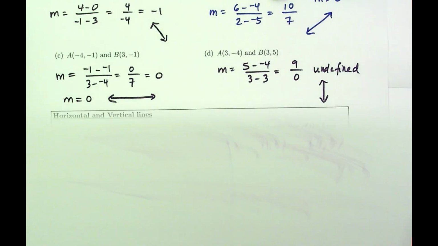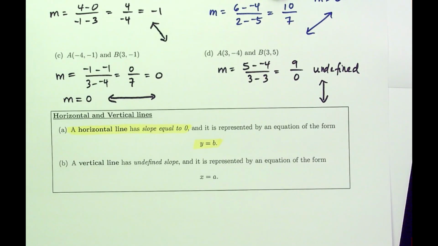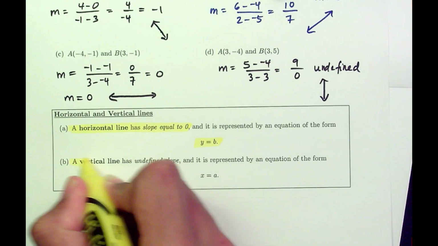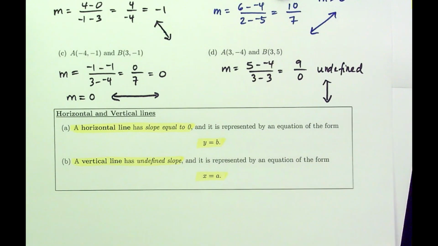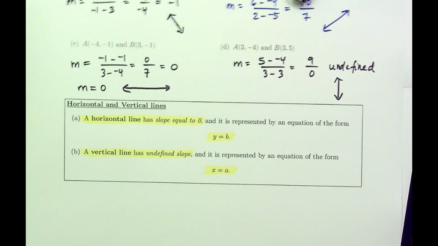And then when you see a line that has equation x equals a number, that corresponds to a vertical line. And a vertical line has undefined slope. Again, it is represented by equations of the form x equals a number.